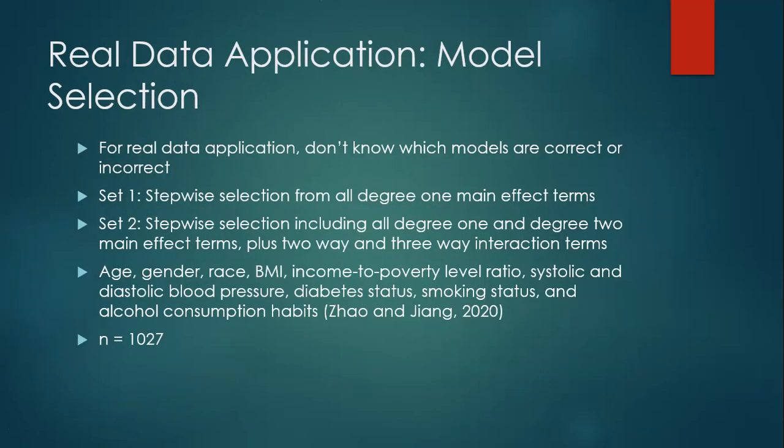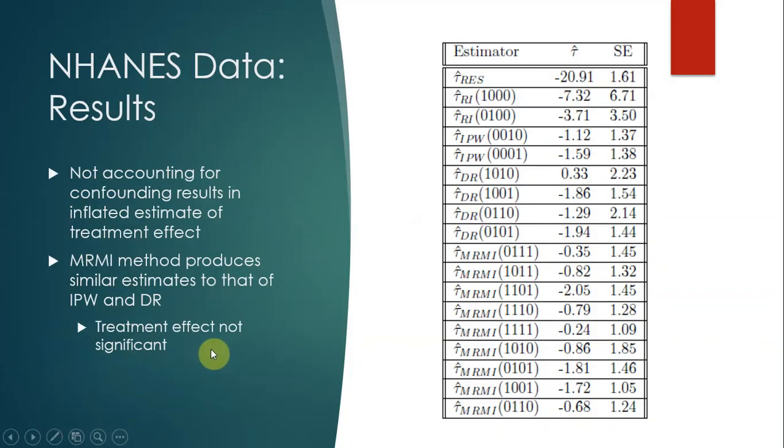So now a real data application, returning to the kidney function problem from earlier. When we have real data application, of course, we don't know which models are correct or incorrect, but we built two sets of covariates, one with stepwise selection from all degree 1 terms, and the second including all degree 1 and degree 2 terms, as well as the 2- and 3-way interaction terms, and then including these covariates or potential confounders here with a sample size of n equals 1027.